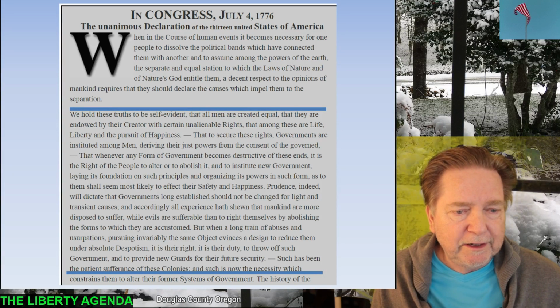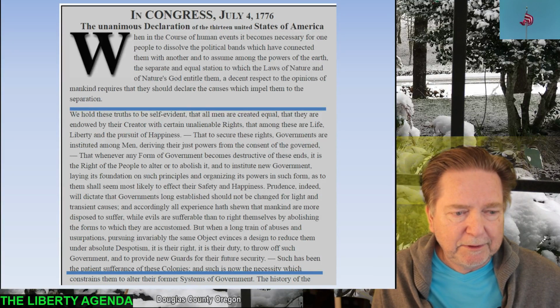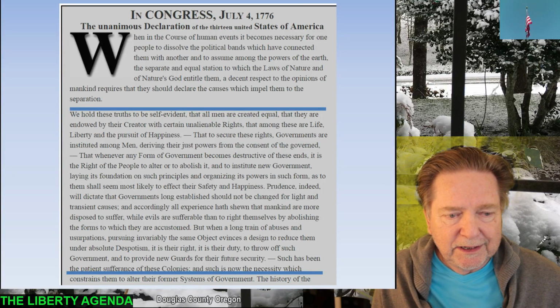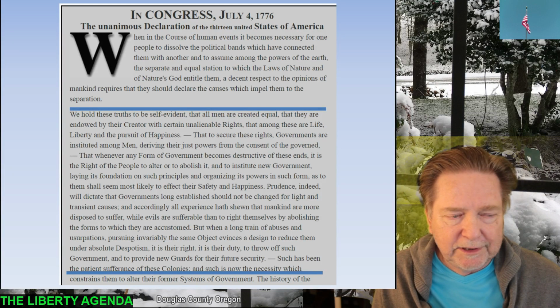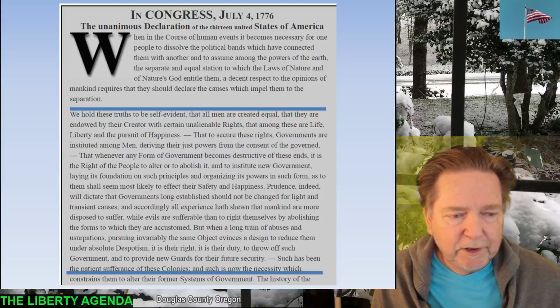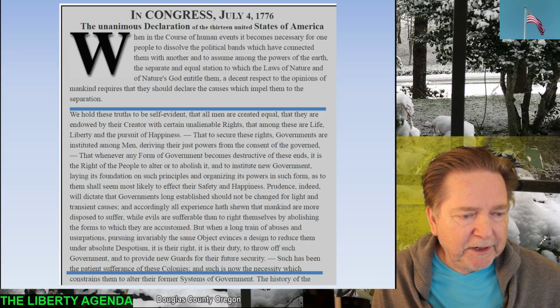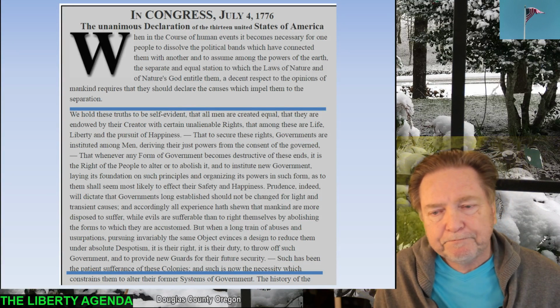But when a long train of abuses and usurpations, pursuing invariably the same object, evinces a design to reduce them under absolute despotism, it is their right, it is their duty, to throw off such government and to provide new guards for their future security. Such has been the patient sufferance of these colonies.